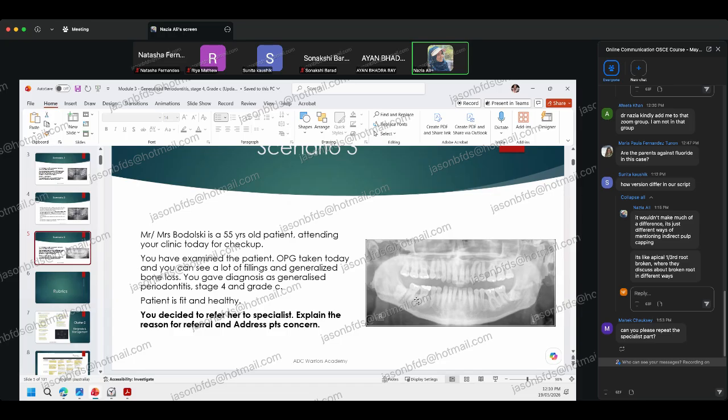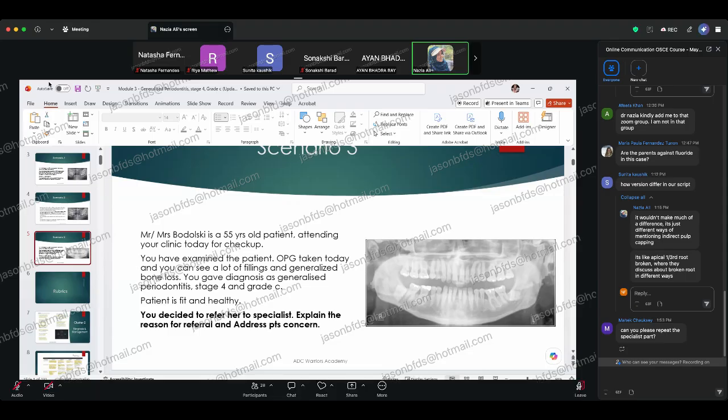Okay, so this is very important, because they will stop you here. Tell me, why is it a stage 4? Why is it a grade C? Clear, everyone, about this?